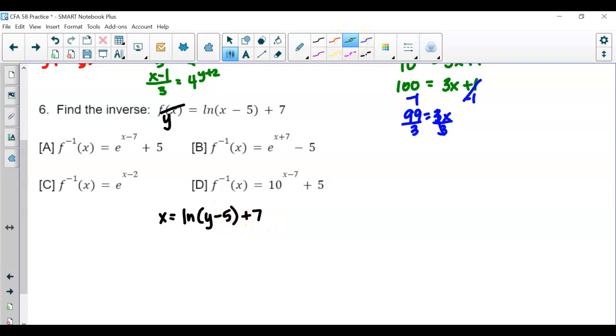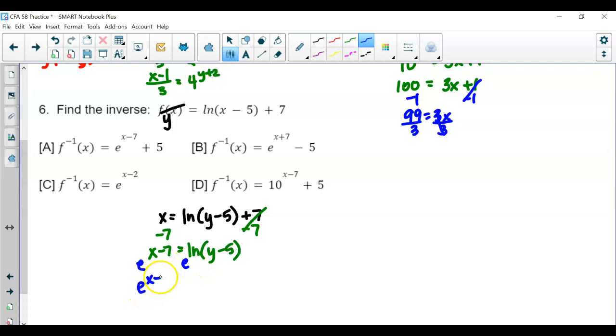Well, first we got to get natural log by itself. So subtract 7 from both sides. X minus 7 is equal to the natural log of y minus 5. Now we can use e, which is our inverse to natural log, our function here.